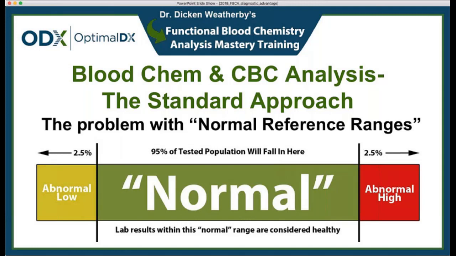Normal ranges are designed to identify and diagnose disease states, tissue changes, and pathology. So when an allopathic physician reviews these, their only concern is whether a particular result is outside the normal lab range.